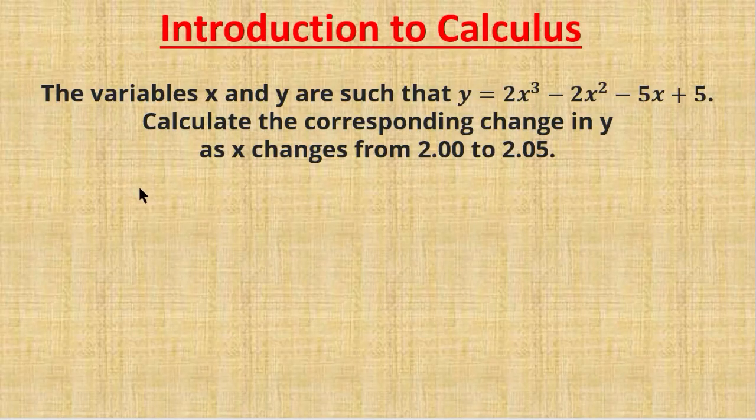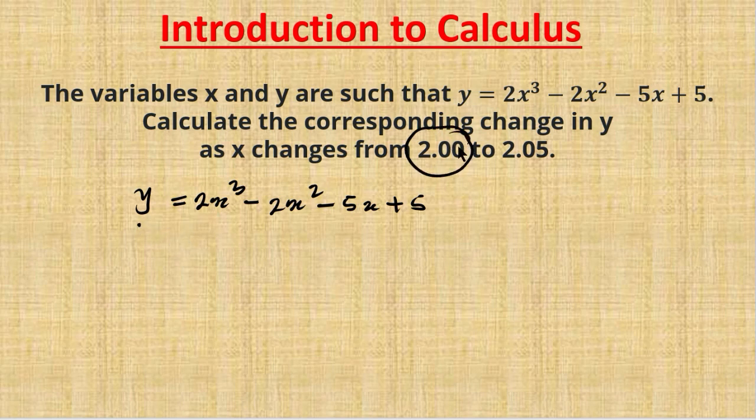Our question today will help us with the introductory part of calculus. Now the question says the variables x and y are such that y is equal to 2x raised to power 3 minus 2x squared minus 5x plus 5. We are to calculate the corresponding change in y as x changes from 2 to 2.05.